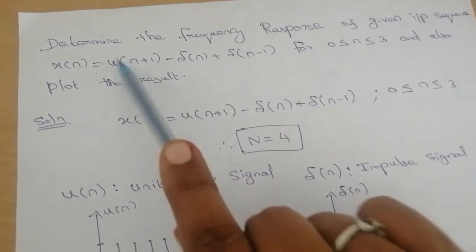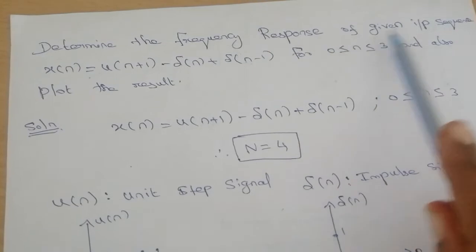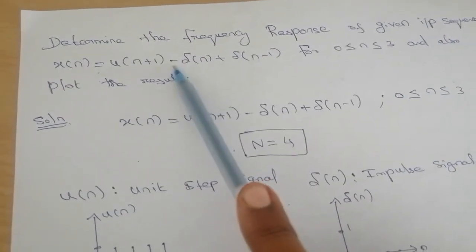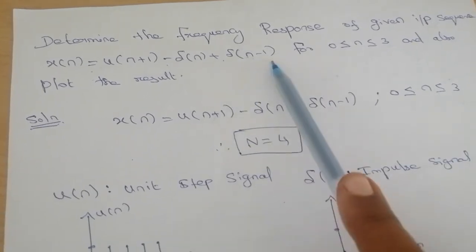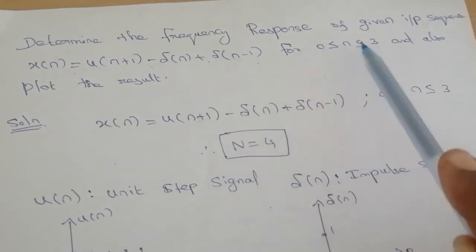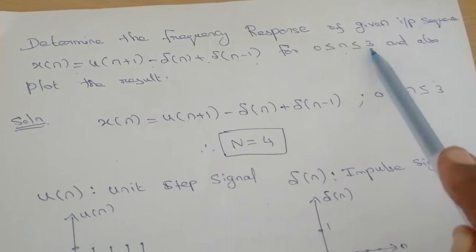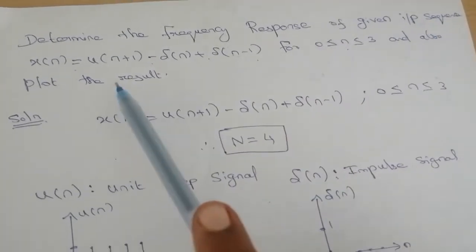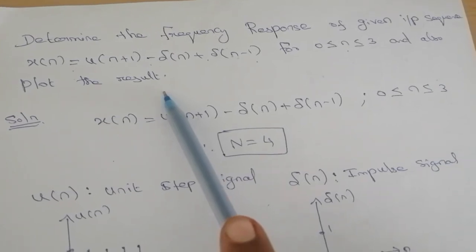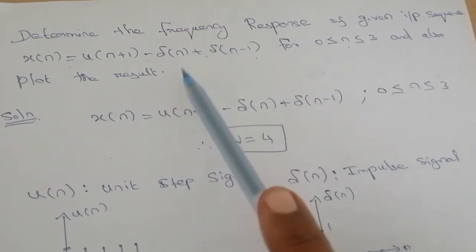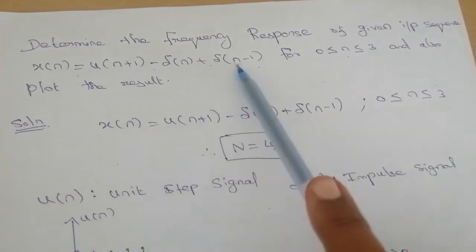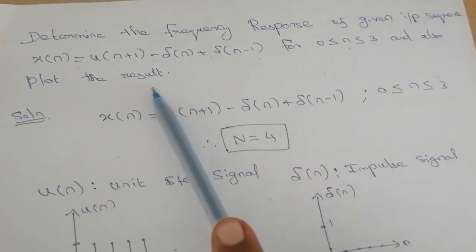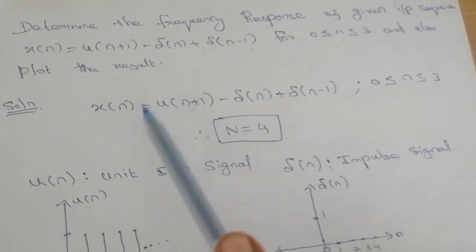Next problem: determine the frequency response of the given input sequence x of n equal to u of n plus 1 minus del of n plus del of n minus 1, for the n range 0 to 3, that is 0 less than or equal to n less than or equal to 3, and also plot the result. In this problem we are going to find the DFT of the given input sequence and also plot the magnitude and phase graph.